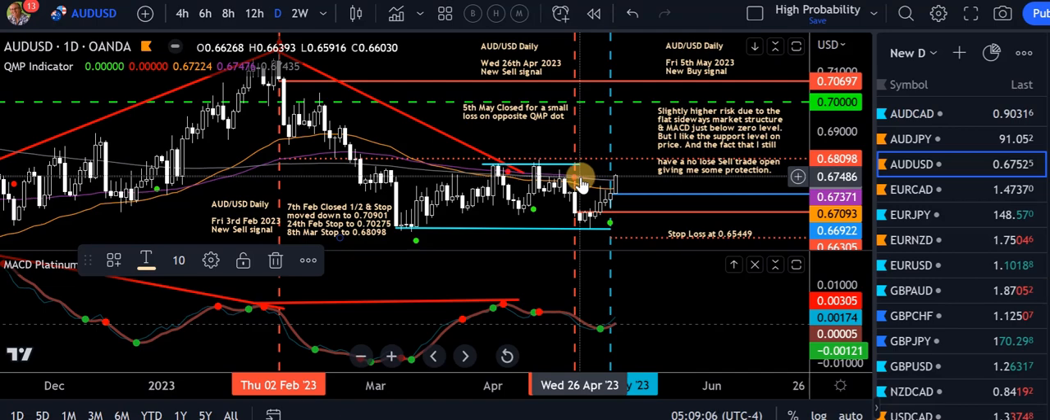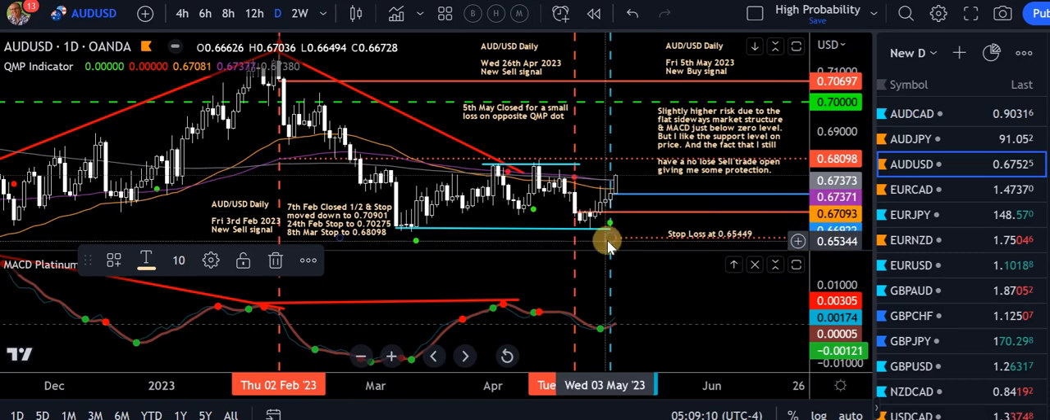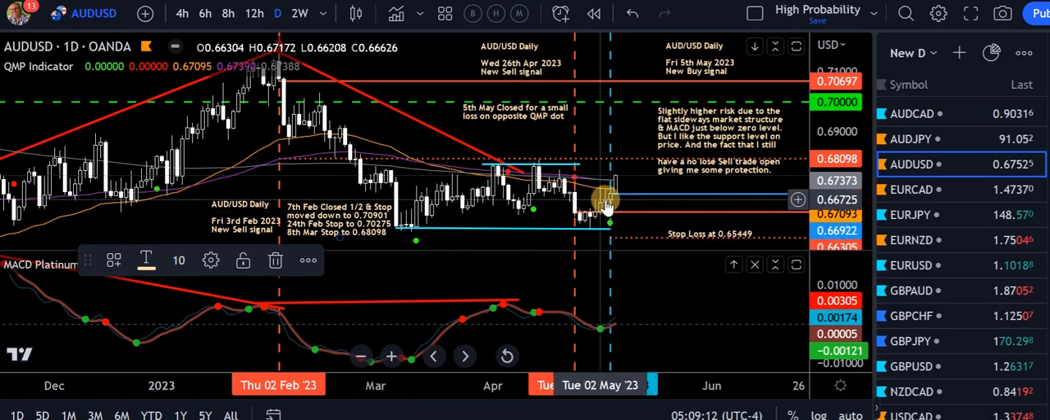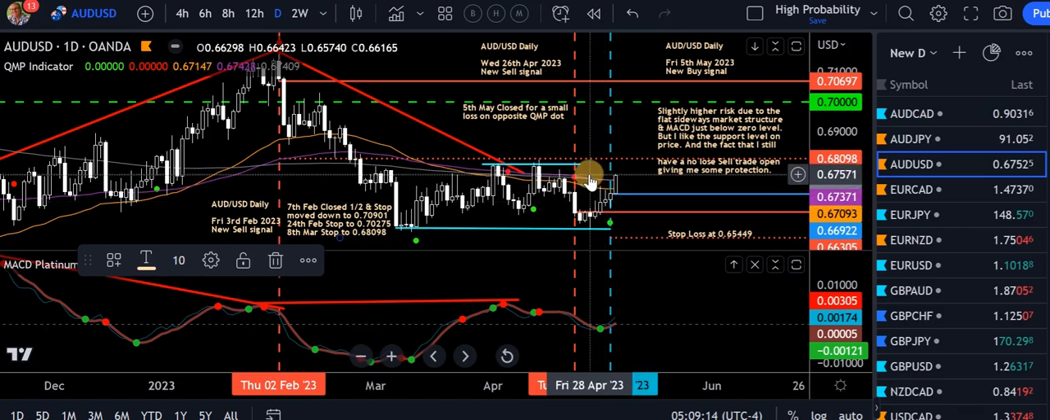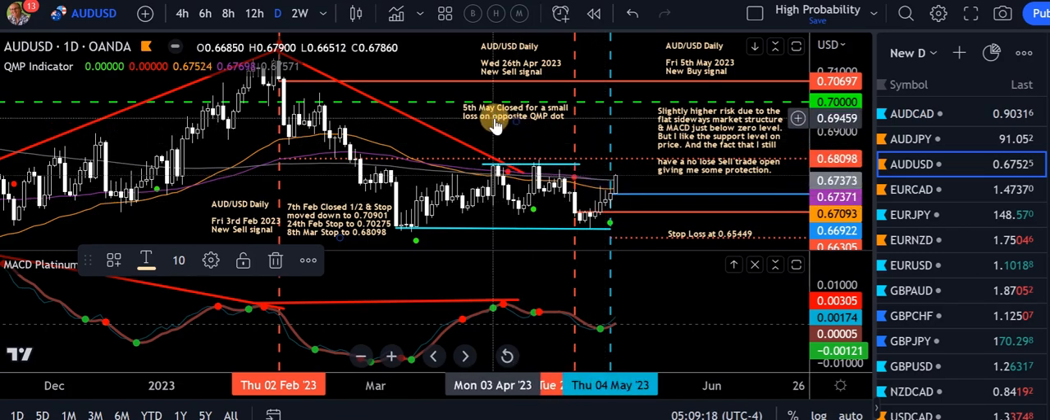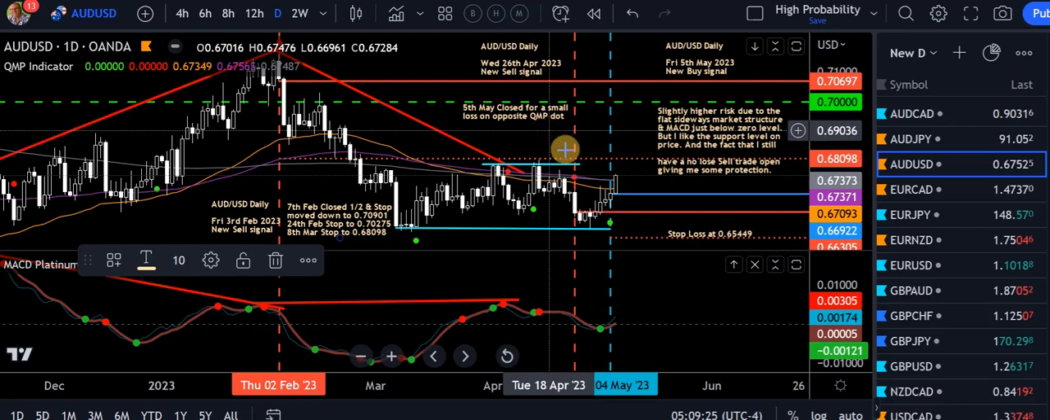And there was a buy signal here. There's an opposite QMP filter dot and a new buy signal. I took the buy, but I decided to stay. Oh no, I got out. Sorry, I lie. So that's why it's highlighted in orange. That's what I'm talking about. 5th of May, closed for a small loss on opposite QMP dot.